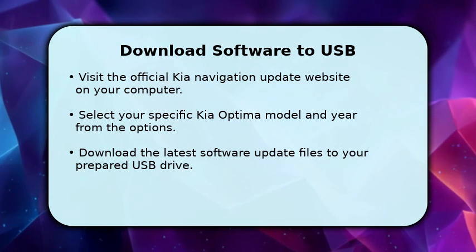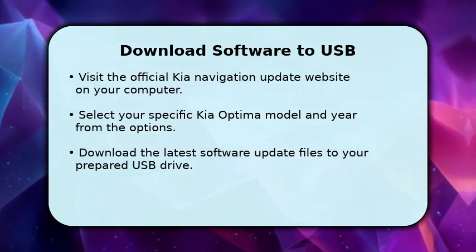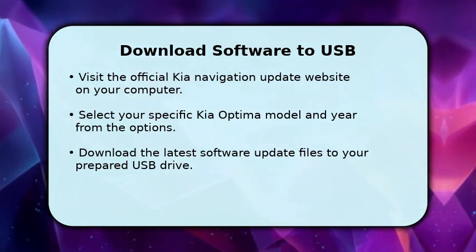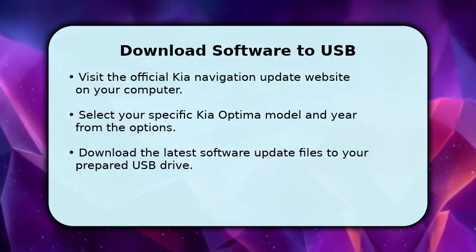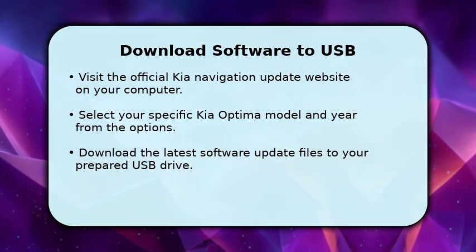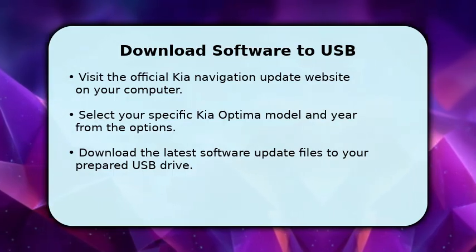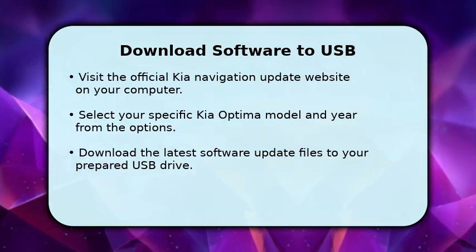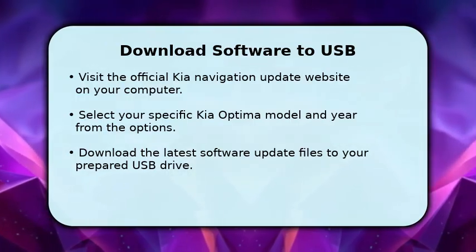Next, you'll download the software update files. Go to the official Kia Navigation Update website on your computer. Carefully select your Kia Optima model and the correct year to ensure compatibility. Once selected, download the latest software update files directly onto your USB drive. This step is crucial for getting the correct and most recent version for your vehicle's system.